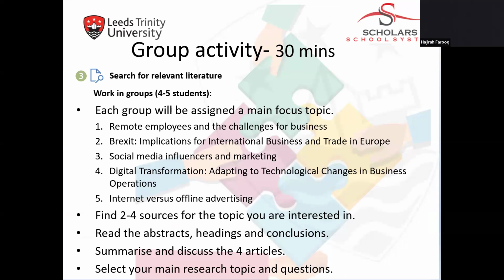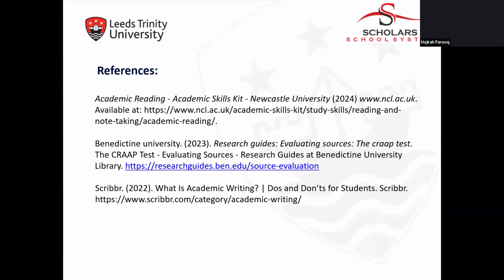Then we had a group activity where the students were assigned some topics and they had to find 2 to 4 sources of the topic that they were interested in. And then they had to read the abstracts of those sources and the headings and the conclusions. And then they had to summarize and discuss the 4 articles and select the main research topic in question. And this was all about the first and the second week of the academic skills and studying with confidence module.